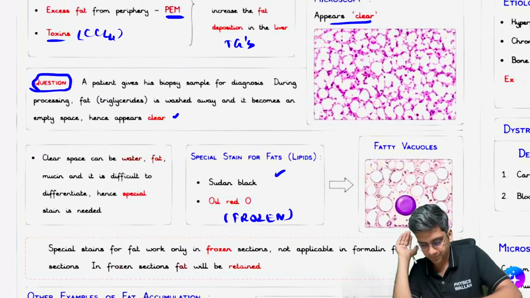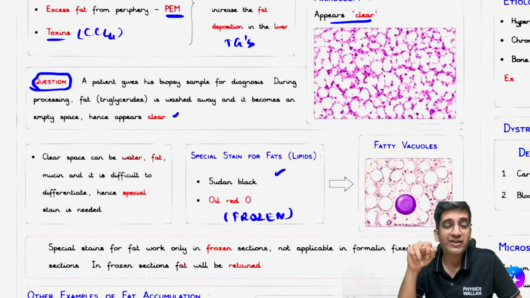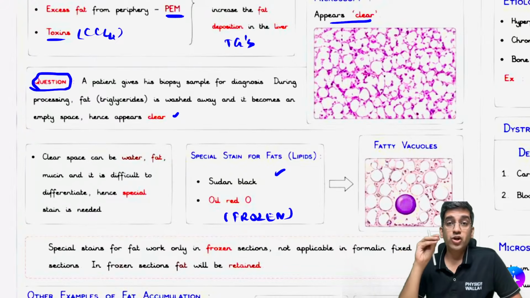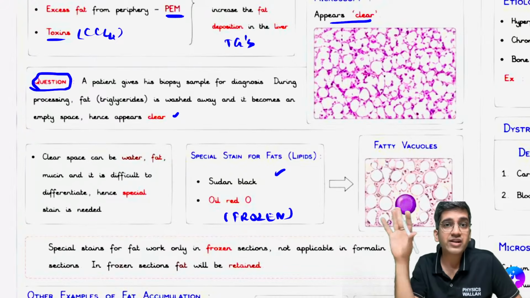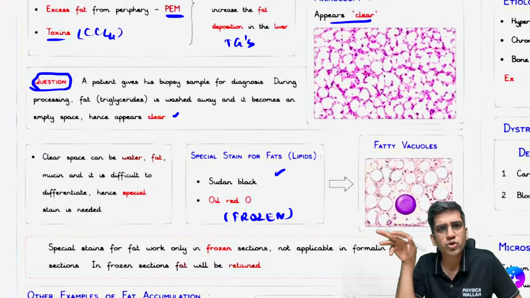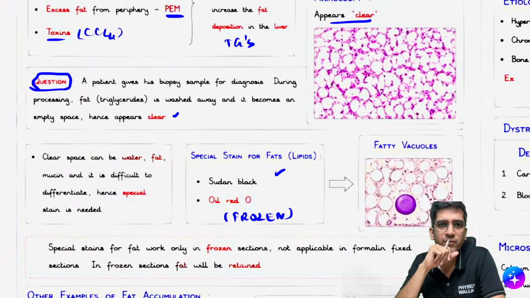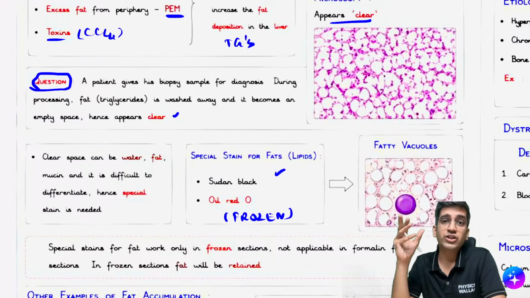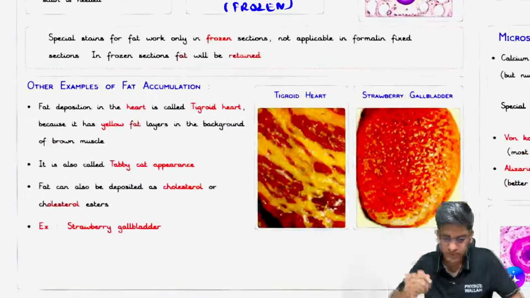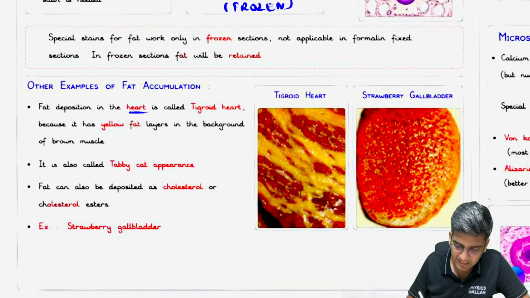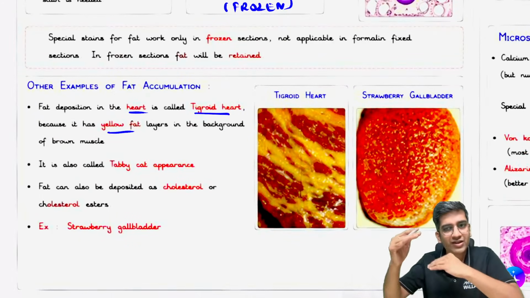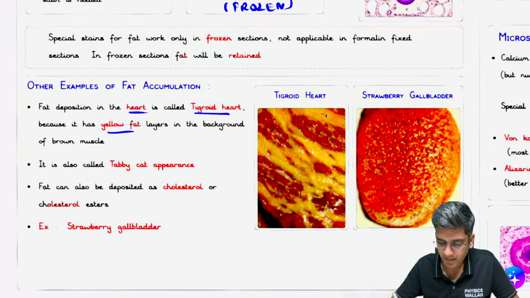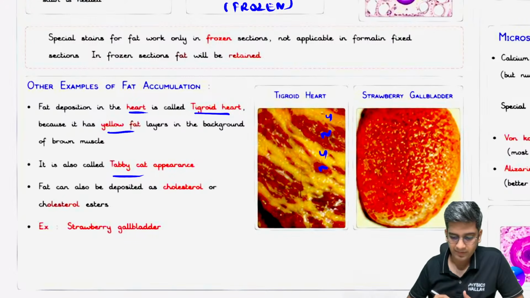So the second part of fat accumulation is cholesterol. It's not only triglycerides. In the liver, there are triglycerides. In atherosclerosis, do you have triglycerides or cholesterol? We have cholesterol in atherosclerosis, right? So fat deposition can also be in the heart. We call it a tigroid heart because we have layers of fat. You have the yellow layer and the normal heart, which looks like a tiger or a tabby cat appearance.